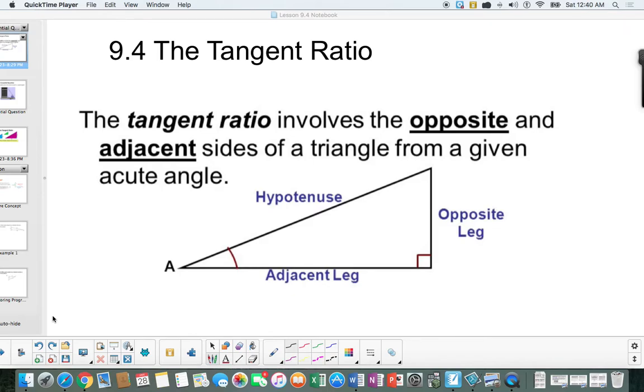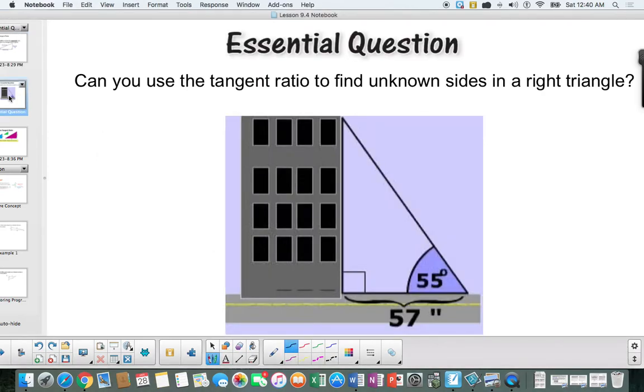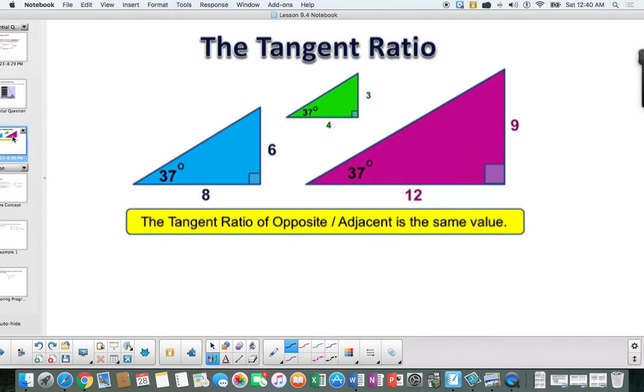9.4, the tangent ratio. The tangent ratio involves the opposite and adjacent sides of a triangle from a given acute angle. Essential question: can you use the tangent ratio to find unknown sides in a right triangle? Let's take a look at these three similar triangles.